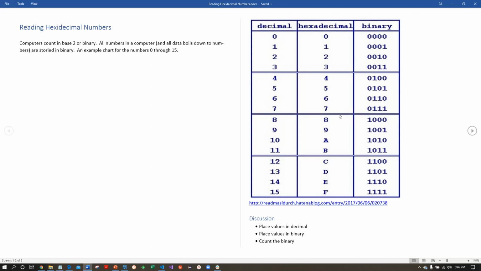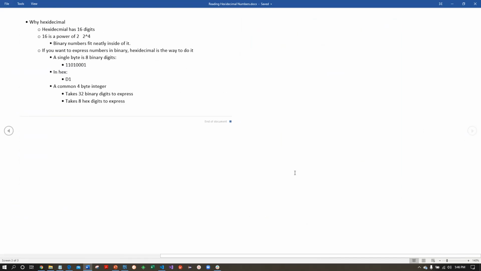It's like learning a new vocabulary word. You start seeing it all over the place. You'll see it especially as you learn to be a computer programmer. A lot of information that is presented to computer programmers is presented in hexadecimal format. That's why it's important to learn. Why do we use hexadecimal format? Do we just need to give students something else to learn? Well, it's because hexadecimal is 16, so 16 digits. And 16 is a power of 2, precisely 2 to the 4th power. So binary numbers fit neatly inside of it.